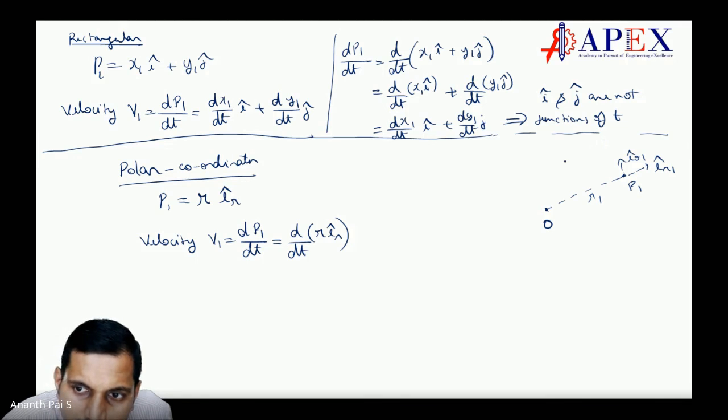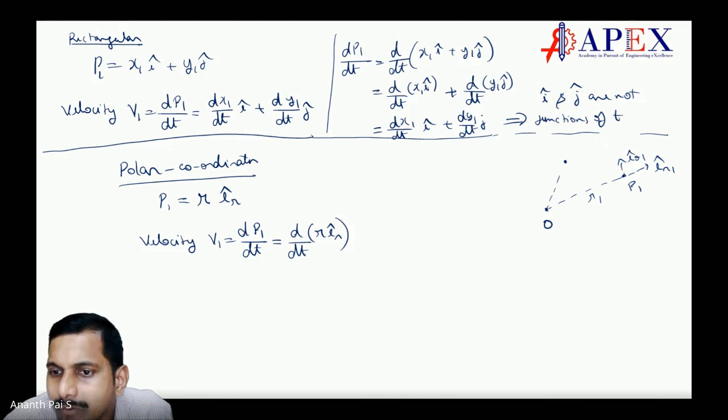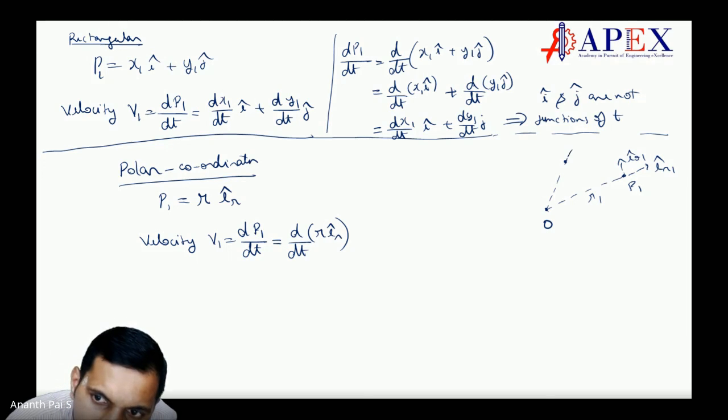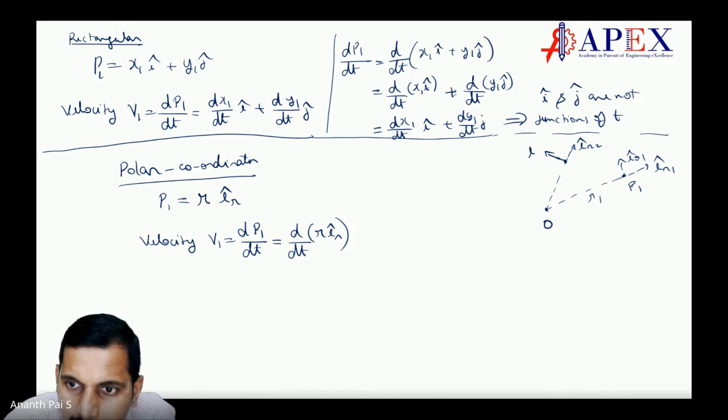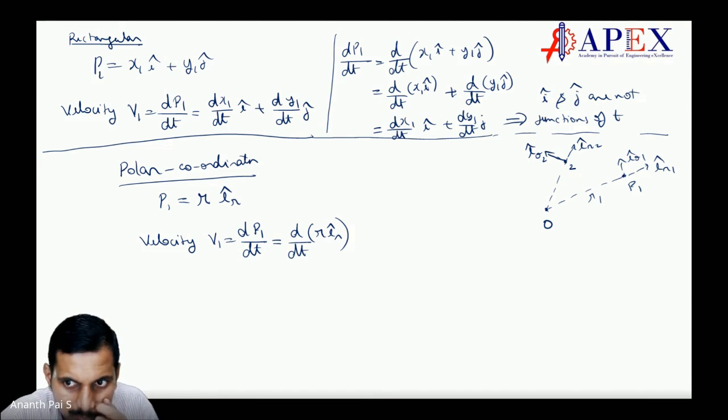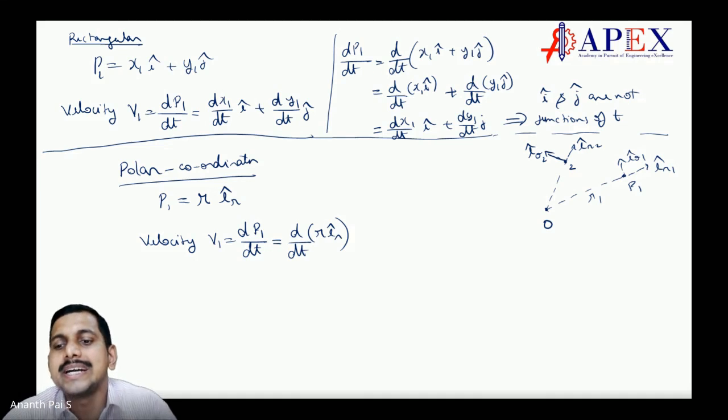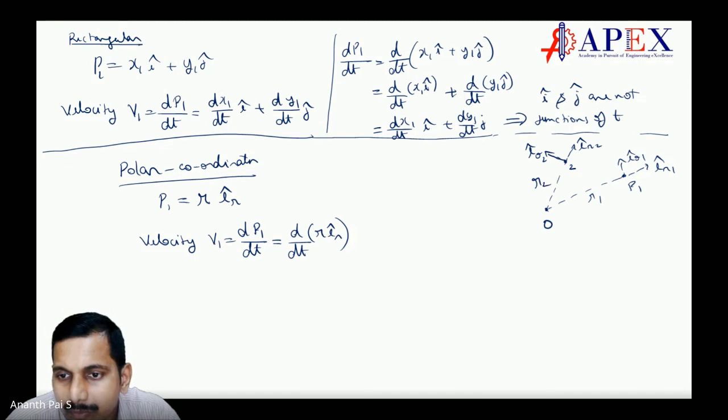Say it has changed to this position 2, then what will happen? er2 is here, this is er2, this is e theta 2. This is r2. With the particle moving from here to here, the er has changed. Observe this, the unit vector er has changed. Makes sense, students? Is it clear?